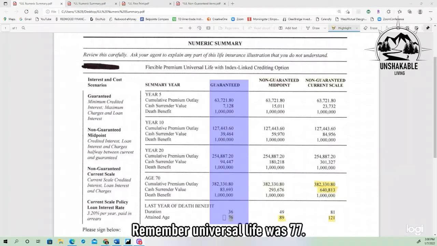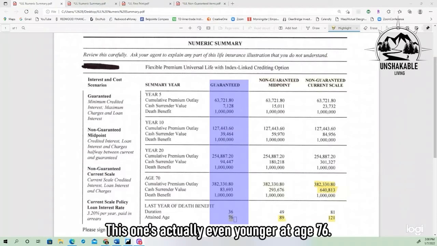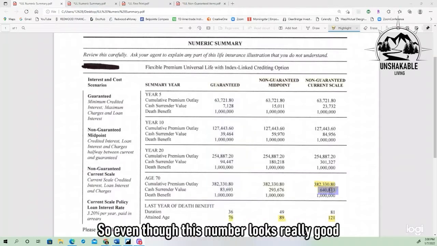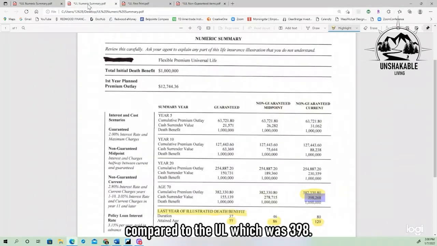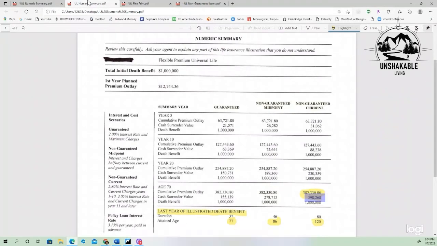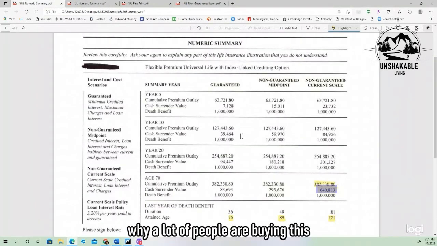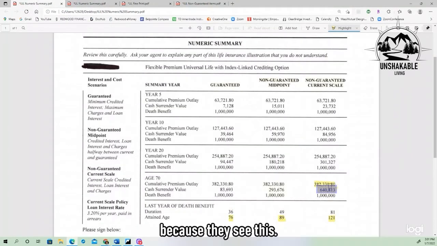Remember how Universal Life was 77? This one's actually even younger at age 76. So even though this number looks really good compared to the UL, which was 398, that's why a lot of people are buying this, because they see this, they don't see the other side of it. Midpoint was age 89, so a little bit higher than what the UL one offered.